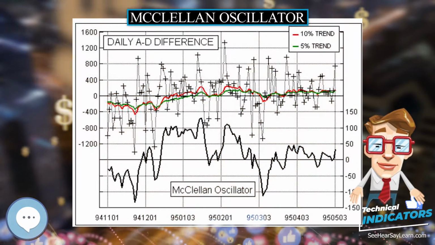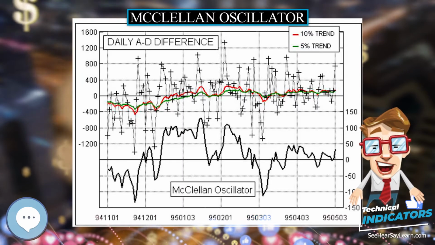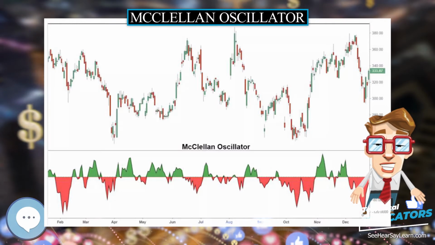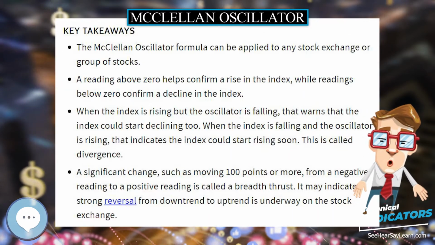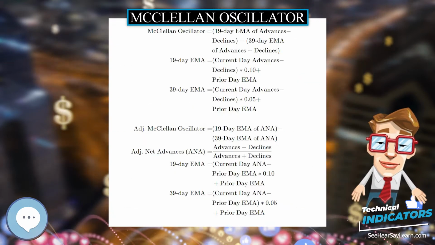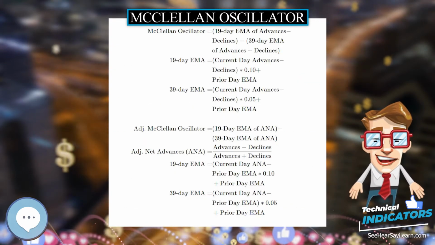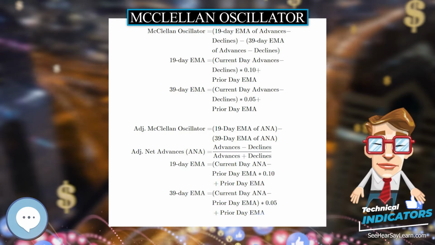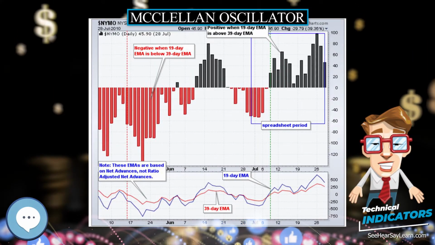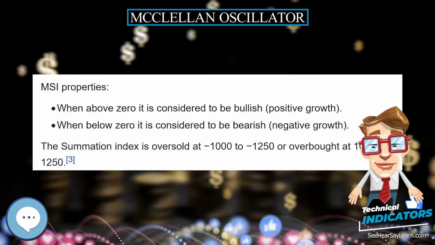McClellan Oscillator. The McClellan Oscillator is a market breadth indicator used in technical analysis by financial analysts of the New York Stock Exchange to evaluate the balance between the advancing and declining stocks. The McClellan Oscillator is based on the advance-decline data, and it could be applied to stock market exchanges, indexes, portfolios of stocks, or any basket of stocks.